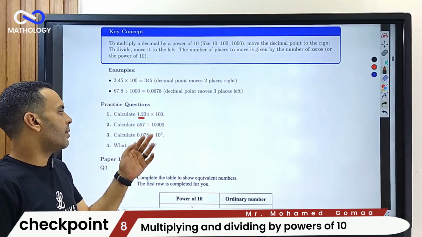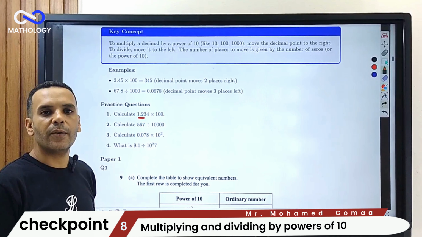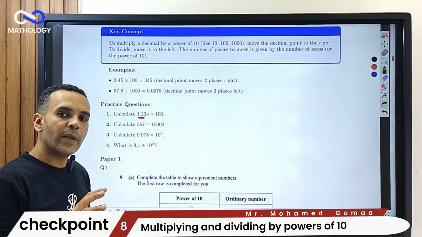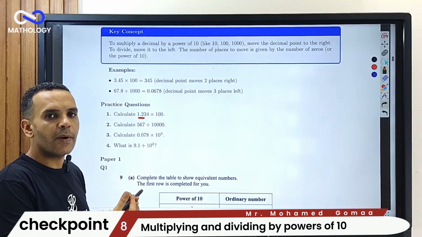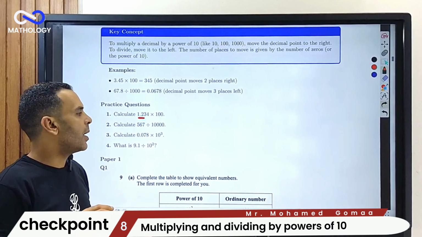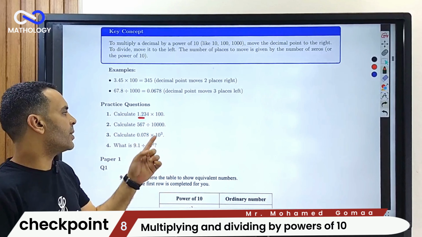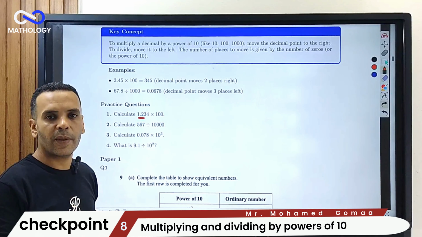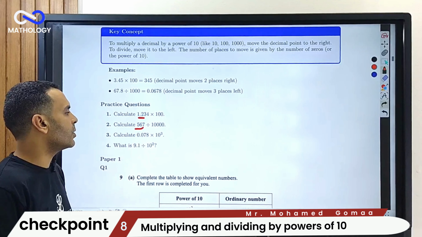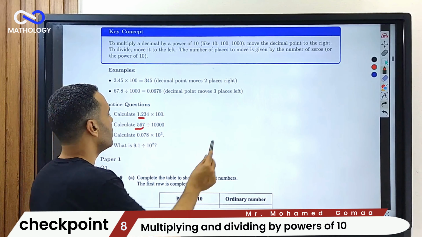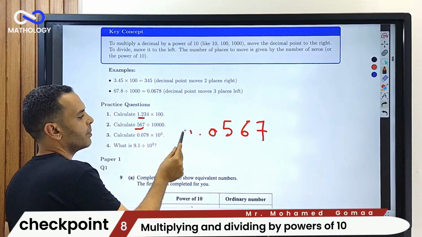If you divide a number by 10,000, 10,000 has four zeros. So when we divide, we move the decimal point to the left. When we multiply, we move the decimal point to the right according to the number of zeros in front of the one. 10,000, four zeros, we divide by 10,000, move the decimal point four places to the left. Here we have three places, just three places. Put 0 to complete the four places, like this one. Then put the decimal.